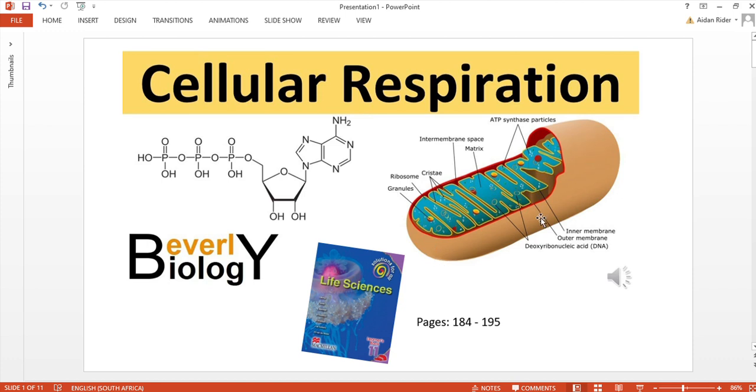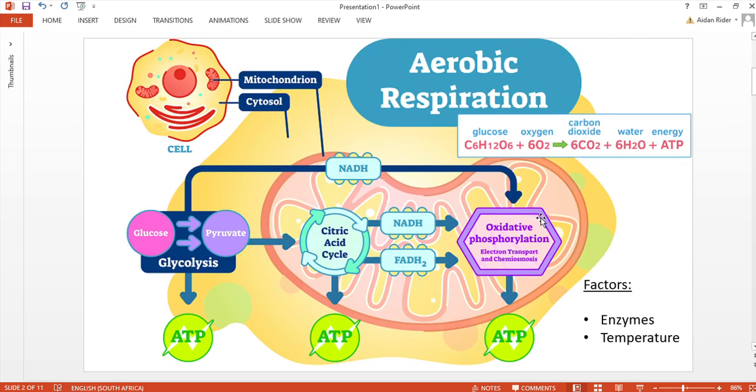Okay, so there are two types of cellular respiration pathways, or ways that we can make energy. First of all is aerobic respiration, and secondly anaerobic. Let's take a close look at aerobic respiration. What aerobic means is that energy is being produced when we have oxygen. So everything happens when the cells have oxygen.